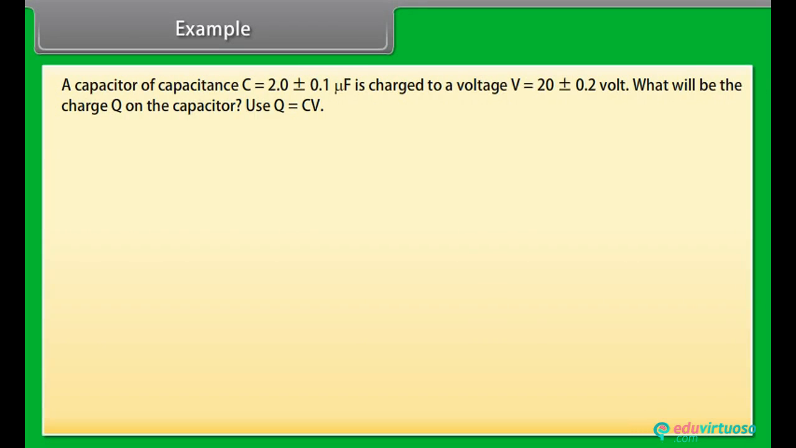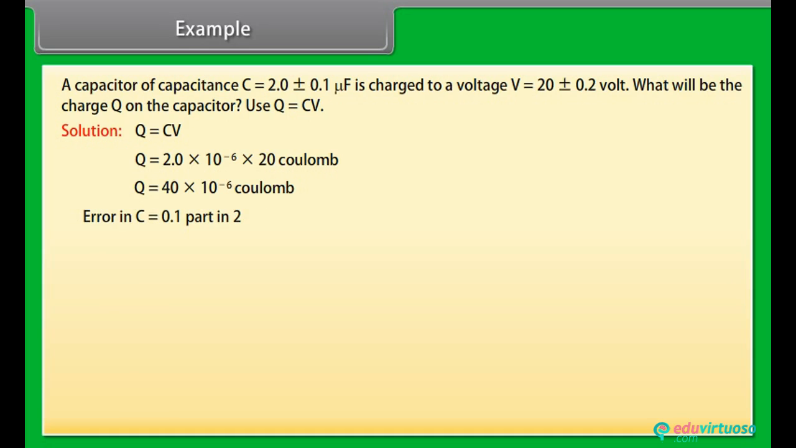A capacitor of capacitance C equal to 2.0 plus minus 0.1 microfarad is charged to a voltage V equal to 20 plus minus 0.2 volt. What will be the charge Q on the capacitor? Use Q is equal to CV. Let us see the solution. Q is equal to CV. On calculating, we get Q is equal to 40 into 10 to the power minus 6 coulomb.